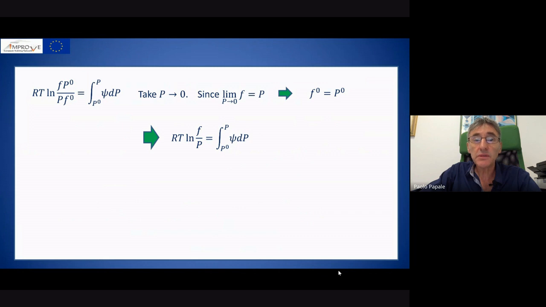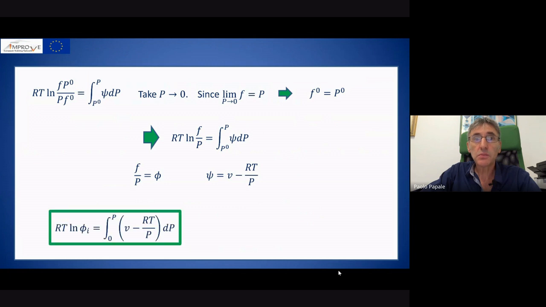Now we just substitute the definitions for the fugacity coefficient phi and for the term psi that we have introduced above, and we obtain the expression for the fugacity coefficient that we were looking for. Let's have a look at it. We see that the fugacity coefficient that we introduced in lesson 3 to account for the deviation from ideal behavior relates, in fact, to the difference between the real molar volume of the substance, V lowercase, and the corresponding ideal molar volume.